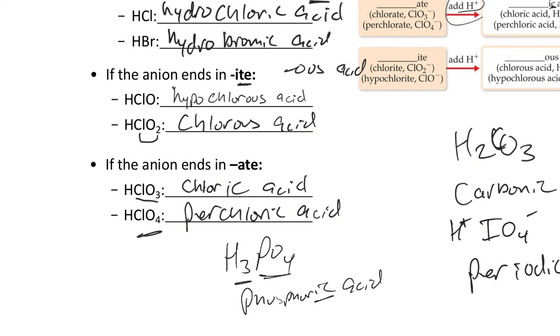And then the acetate ion. If we write the ion this way, you add the H in front. This would be acetate in acid form, acetic acid. Of course, the thing in vinegar.